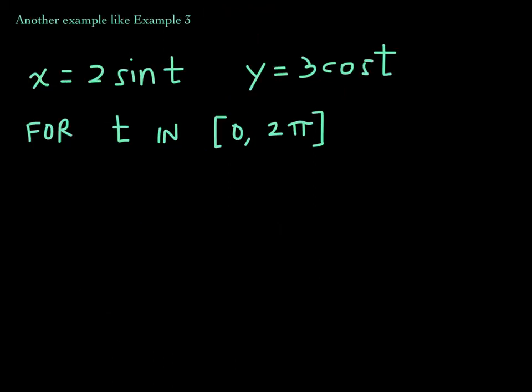All right, I think it'll be worth our time to look at another example like the one we just did. It's very similar. Here we have a pair of parametric equations. x is equal to 2 sine t, y is equal to 3 cosine t, and t is defined from 0 to 2 pi. What would be really great is if you pause the video right here and try this example on your own, and then I'll check in with you in just a minute. So go ahead and pause the video here, give this one a shot.